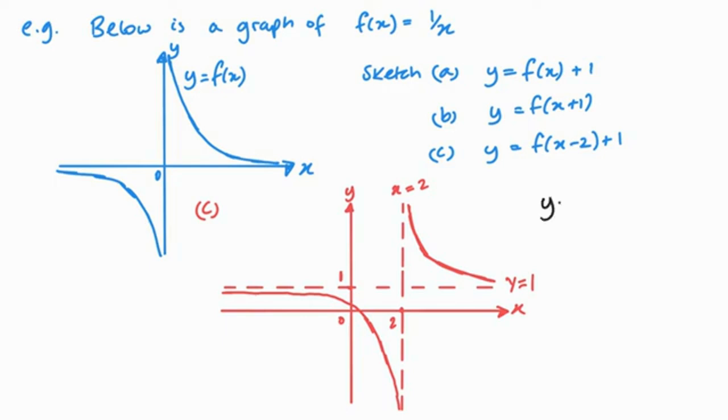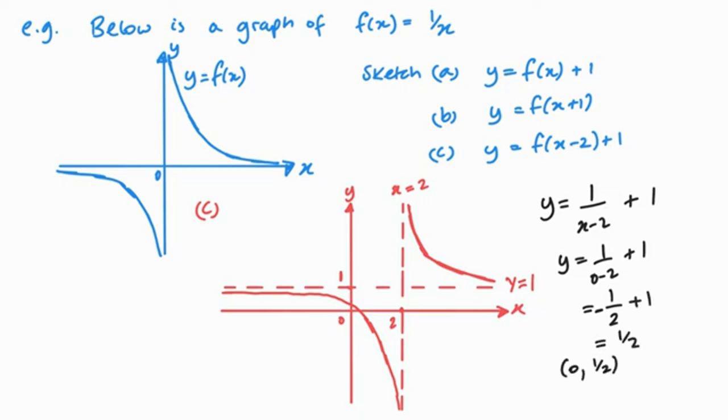We've got y equals f of x minus 2, so that's replacing the x with the x minus 2, and then we have a +1 separate. So I want to look at when x equals 0, and I also want to look at when y equals 0. We'll start with x equals 0 first. So when x equals 0, we have 1 over 0 minus 2 plus 1. So this is 1 over minus 2, plus 1, so it's going to be a half. So when x is 0, y equals a half.